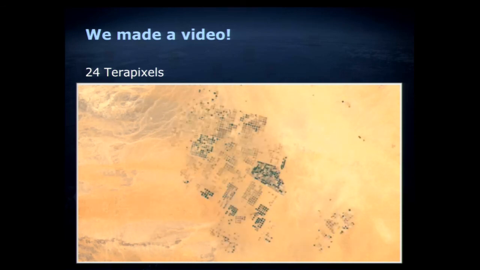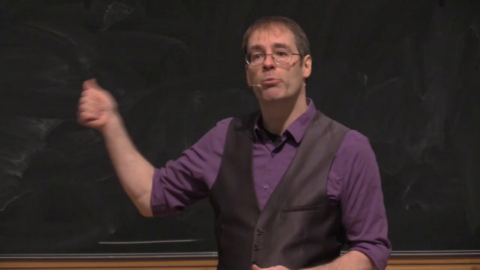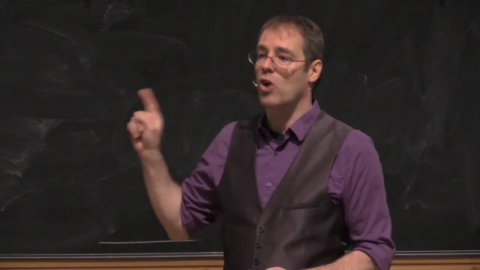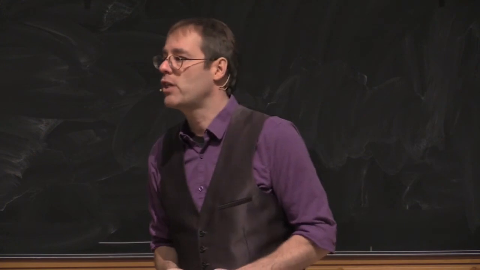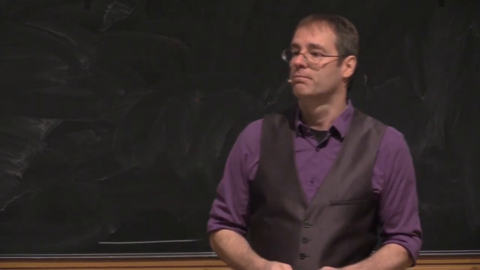And I love this image because we have a word for this. Humans have a word for what's going on here. This is called terraforming. If we go to another planet, this is what we're going to do to it.